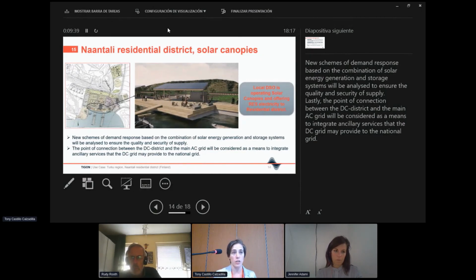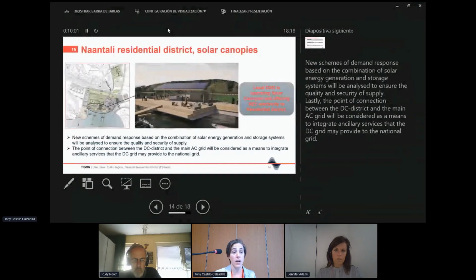And the point of connection between the DC district and the main AC grids will also be considered as a means to integrate, if it's possible, we will see in the next years of the project, but the idea is to integrate ancillary services that maybe DC grids can provide to the national grid.